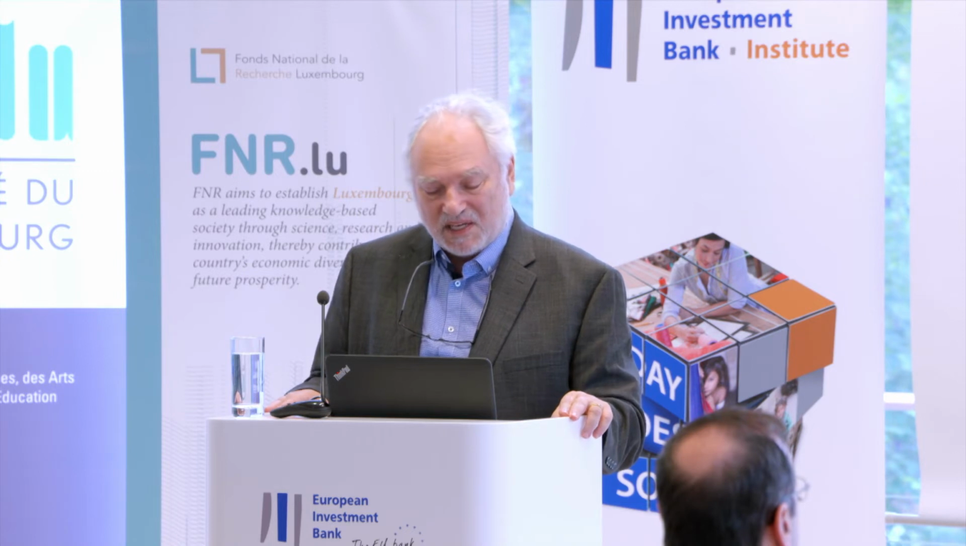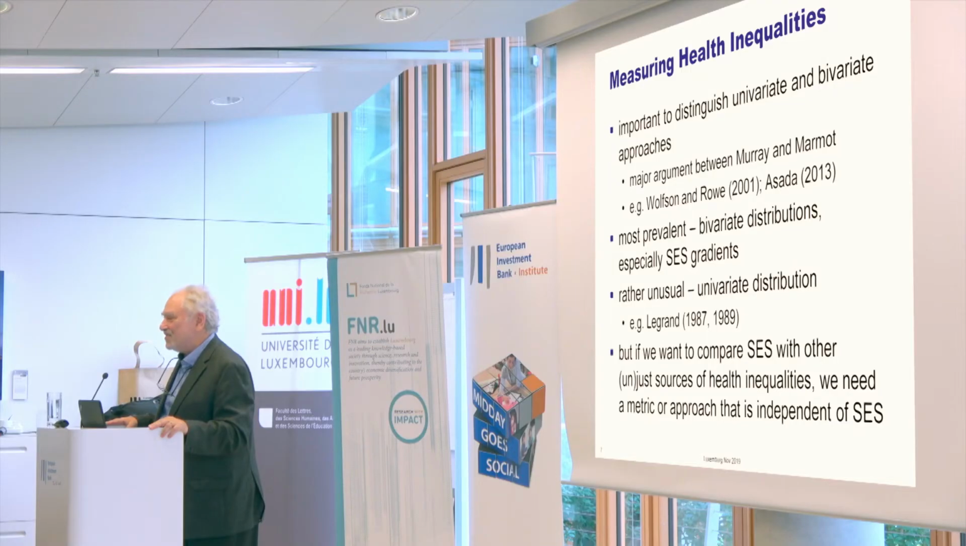And I used to be totally on the side of, if we're going to talk about health inequalities, we should talk about bivariate inequalities. But if one of the factors that we want to look at is socioeconomic status differences, then wait a minute, I'm confused, I'm confounding or I'm embedding one of the causes with the way I measure it. So I think we need to have a metric or way of measuring health inequalities that's independent of socioeconomic status, and that's going to be the univariate.